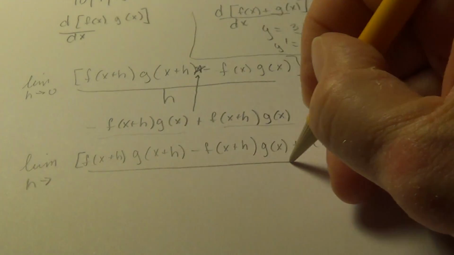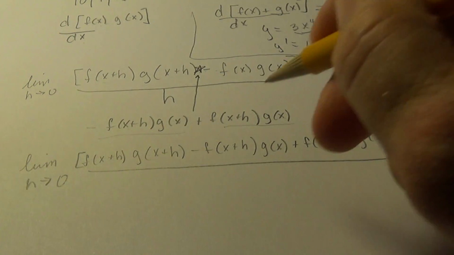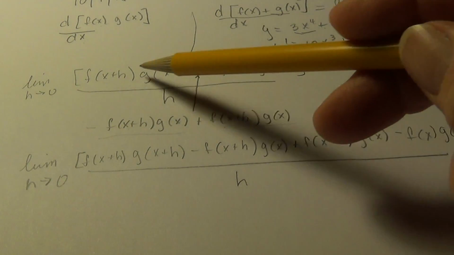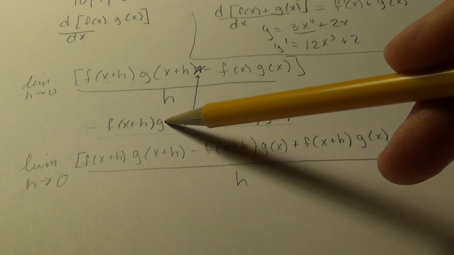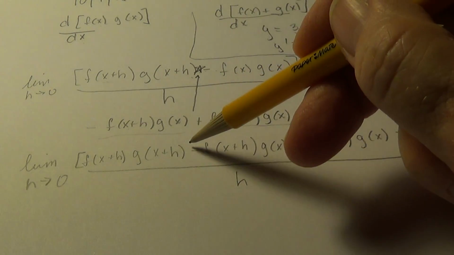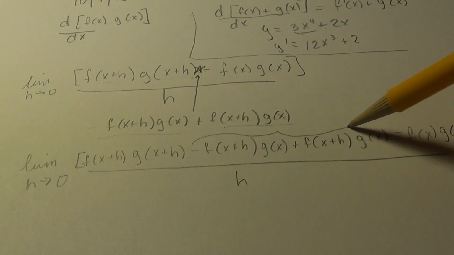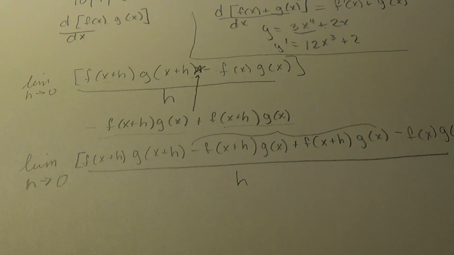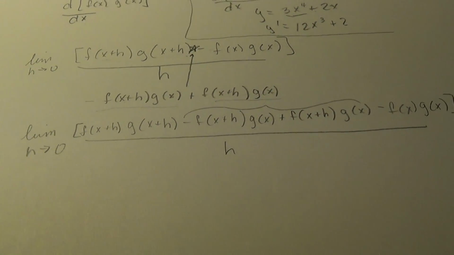Oops, forgot my limit as h approaches 0, and we have all that under h. So do you see where I copied this, then I inserted the magic stuff, and that's right here, and then finished with that. All right, so why did I put in the magic stuff? All right, so let's see the magic unfold.